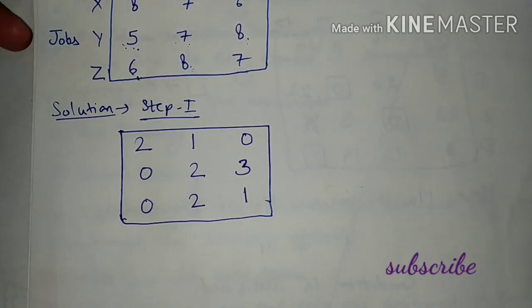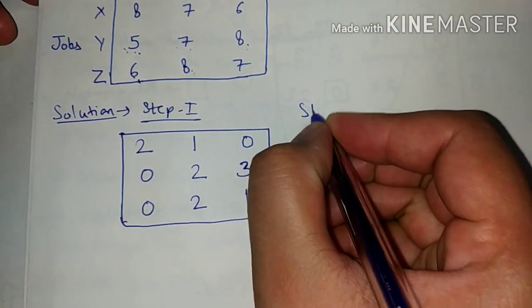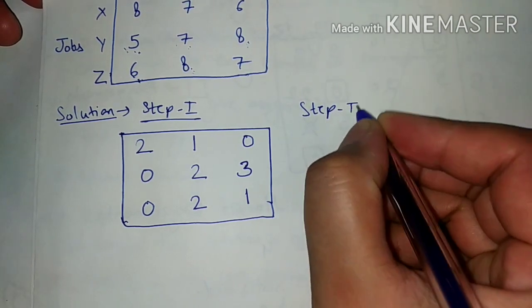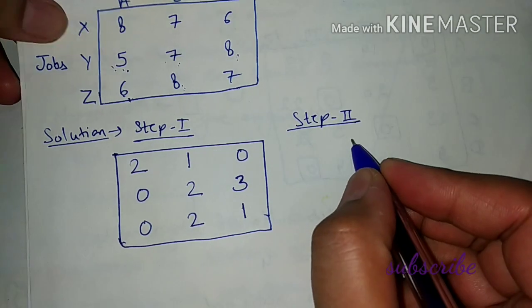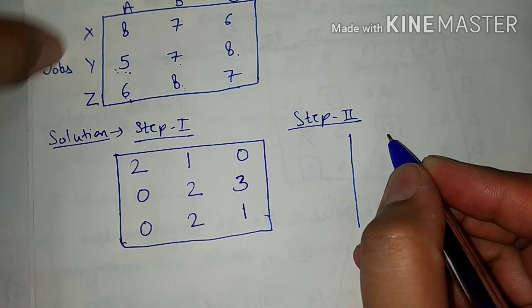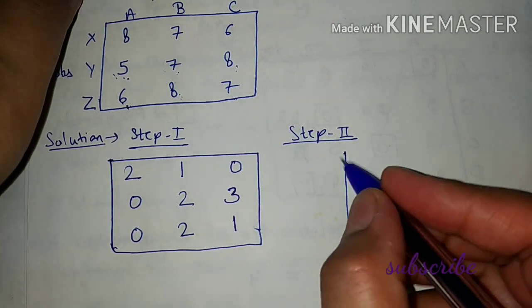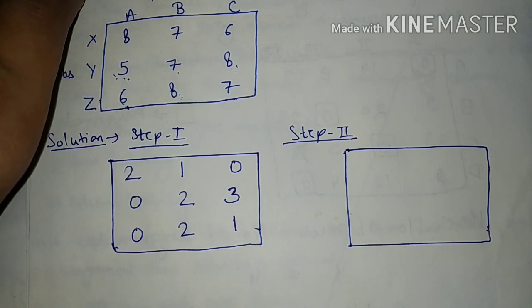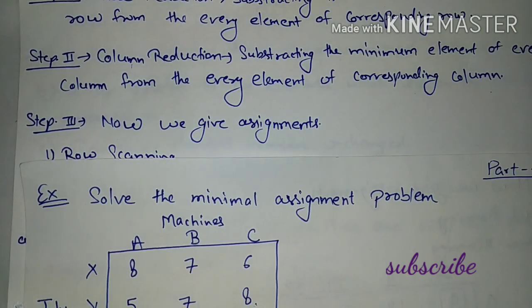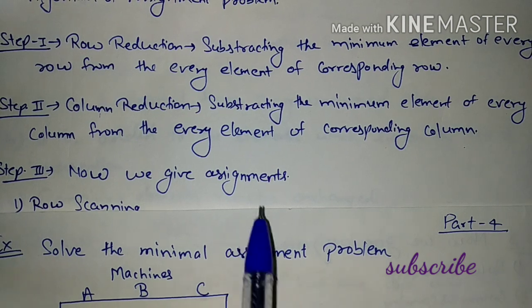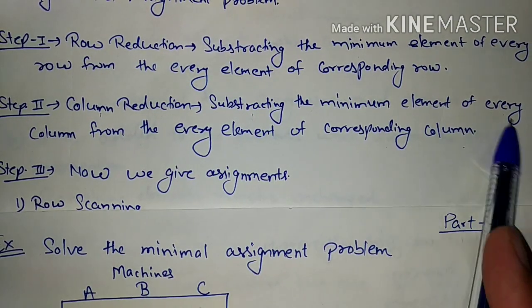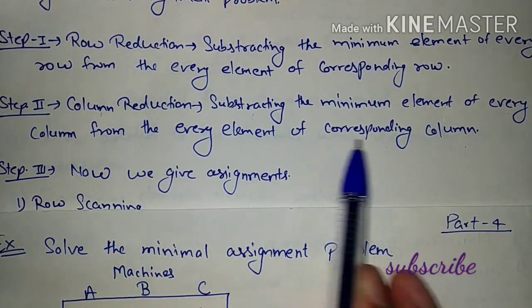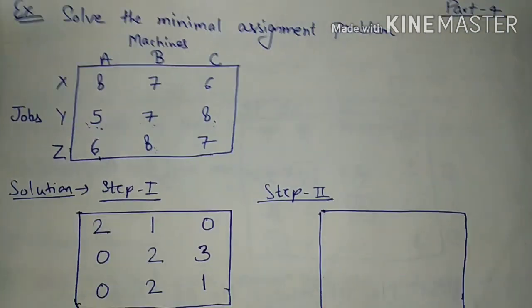Now, step number 2. Column reduction. In column reduction, we subtract the minimum element of every column from every element of the corresponding column.